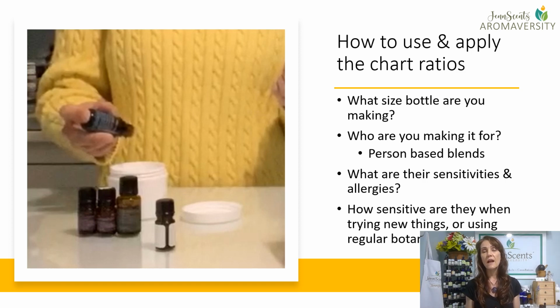We're also looking at the bottle size. What size are you using? Are you using a 2-ounce jar, or are you making a 4-ounce spray? So we have some different factors that we need to consider when you are putting the dilution ratio chart into play.